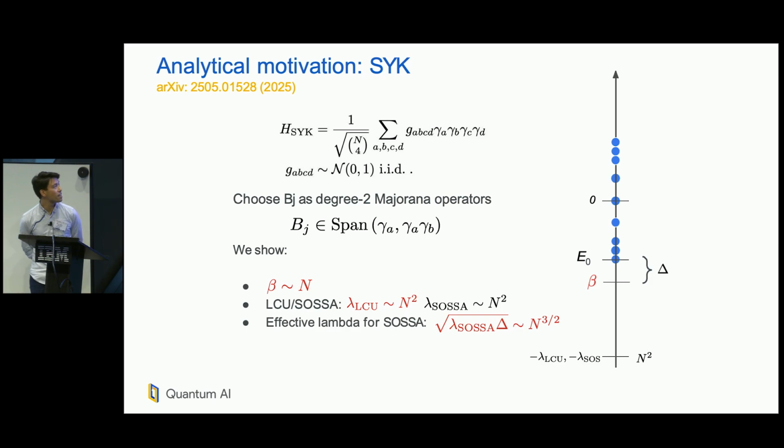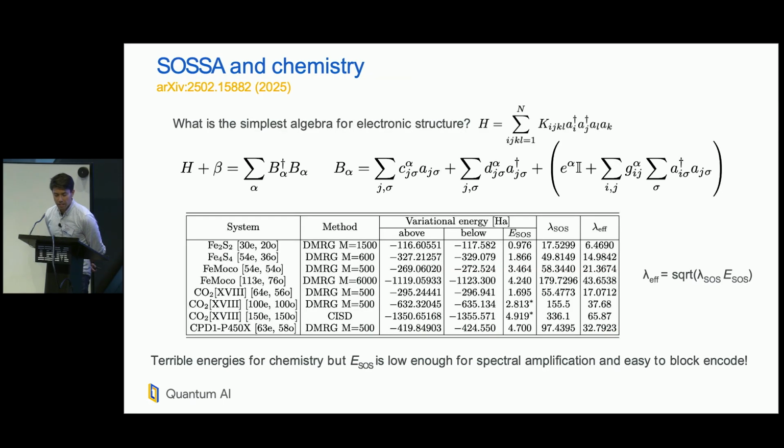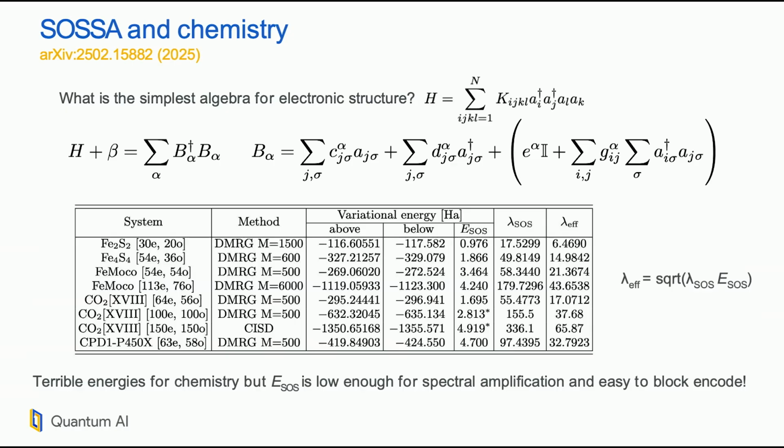In this case, if you actually go to level 3 algebra, namely BJs spanning triplets in Majoranas, you actually lose this speedup. So in the chemistry setting, what we're going to need to do is find a good trade-off between the form of the sum of squares algebra, the lower bound, and a block encoding cost.